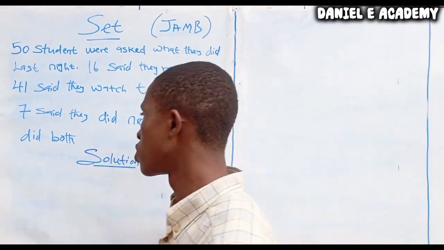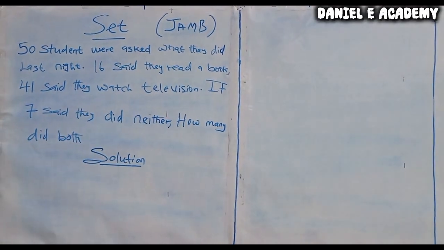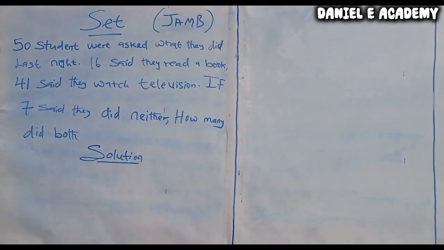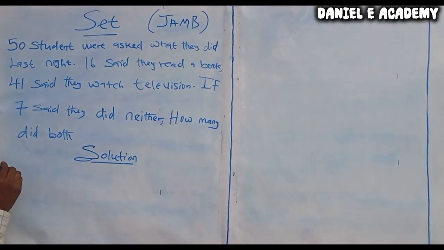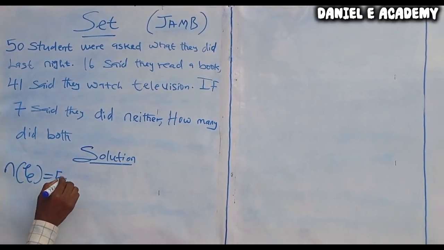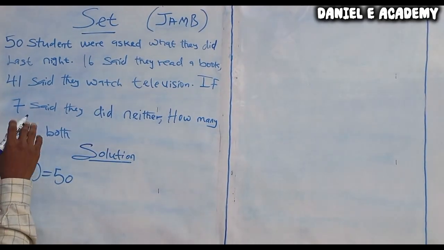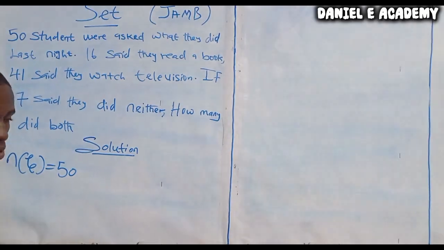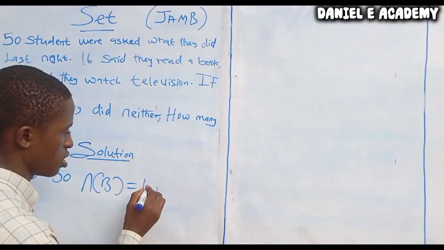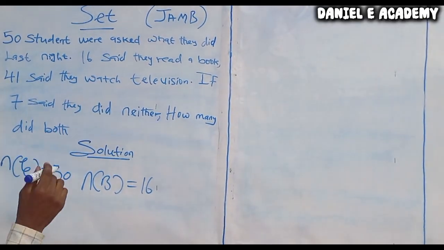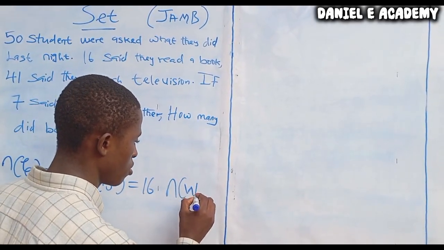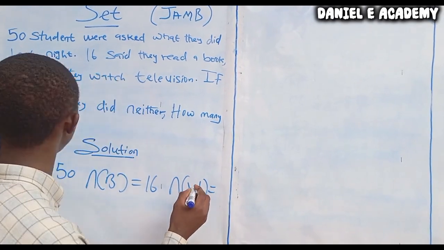So this question we're solving it using a formula. So we'll list out our parameters, which is the number of the universal set is 50. 16 said that they read a book. You can see the number of students that read a book, which is B, 16. Then 41 watched television. That's the number of W is 41.